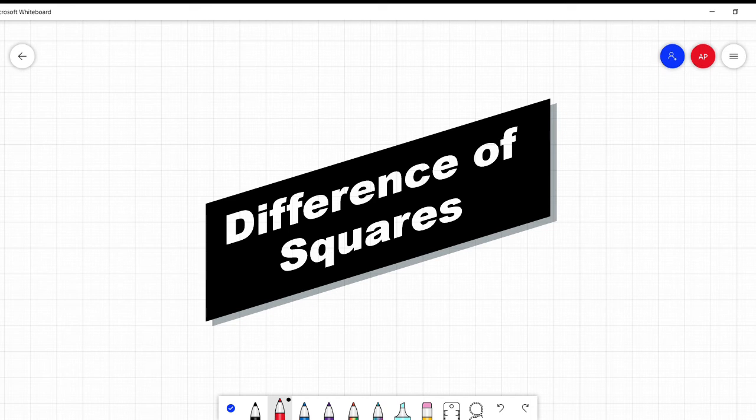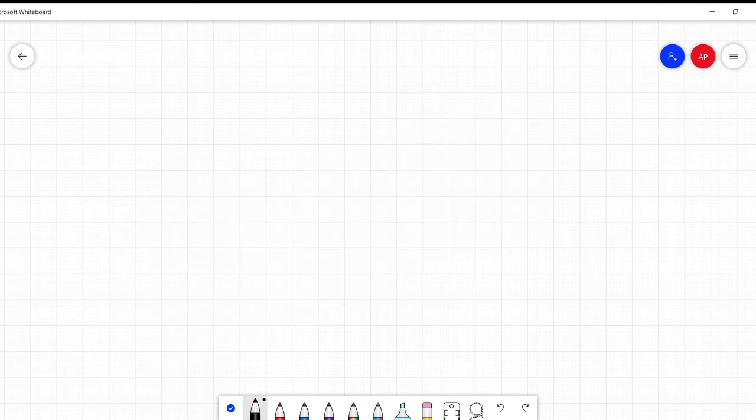Difference of squares. I've seen this called a few different things based on the book. Difference of squares is the most common name I've seen, so that's what we're going to use. This has to do with factoring.